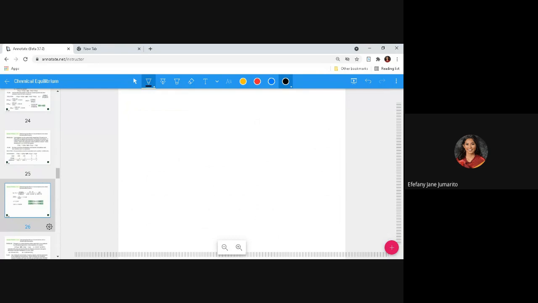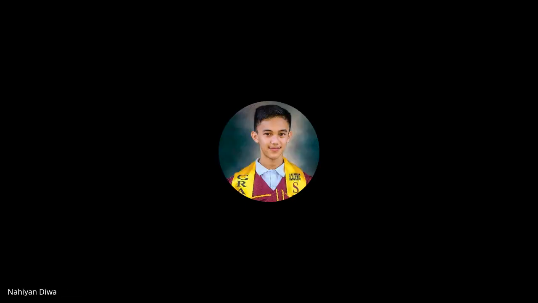Also in equilibrium, the factors that can affect equilibrium, or the stresses, are temperature, mass, concentration, pressure, volume, and catalyst. Okay, so those things are also the stresses in equilibrium. Now let's go to Le Chatelier.